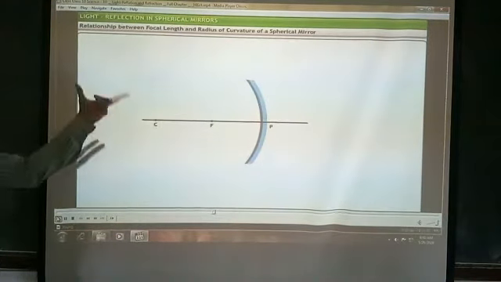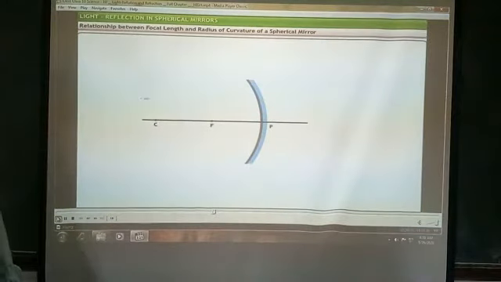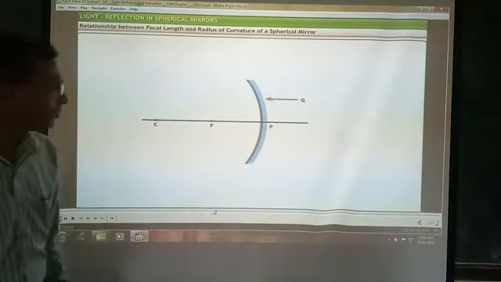Now, the relation between the focal length and the radius of curvature of a spherical mirror.